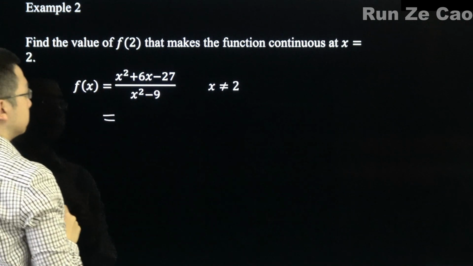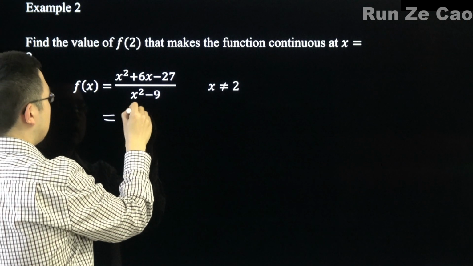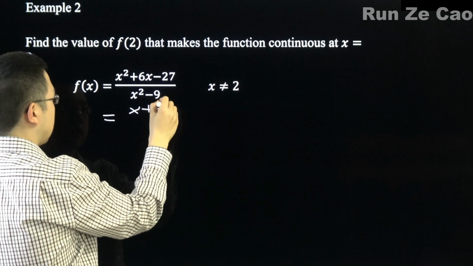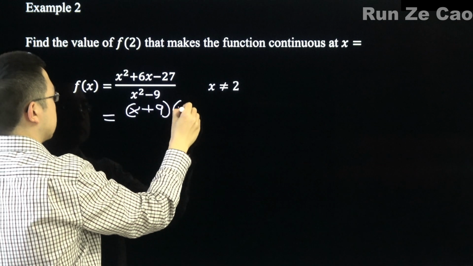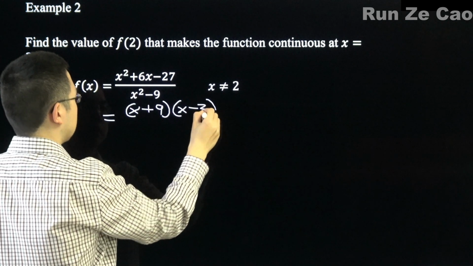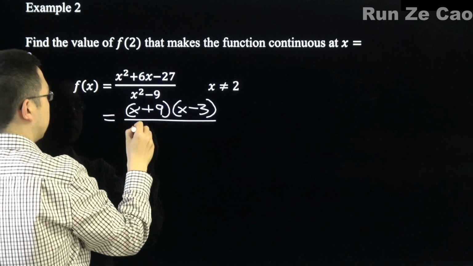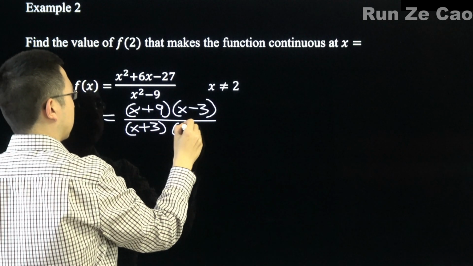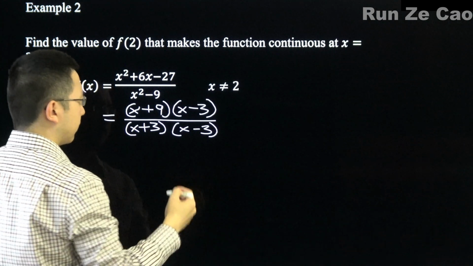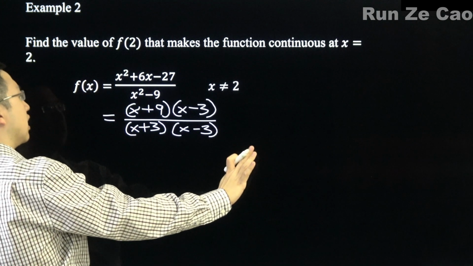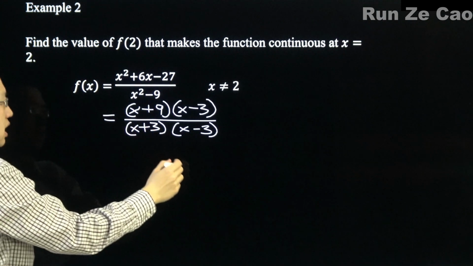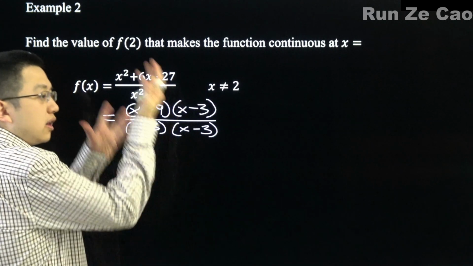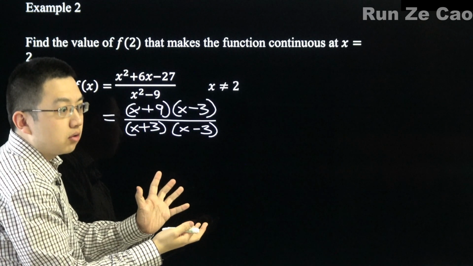does this factor to? Well, on top we have x plus 9 times x minus 3. And on the bottom, x plus 3 times x minus 3. So the first thing you should probably think of is, wait a second, there's no domain restriction at x equals 2. So why is this function like this?